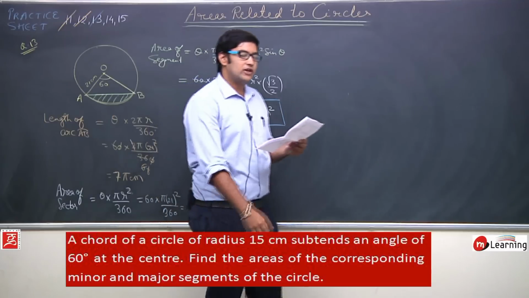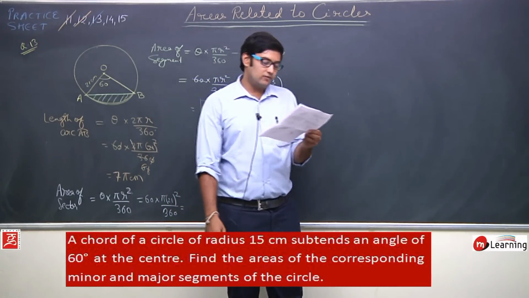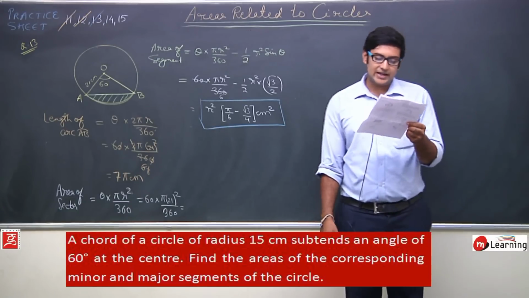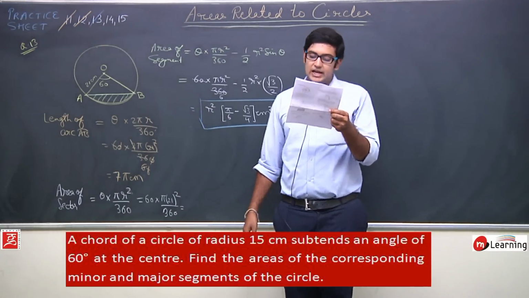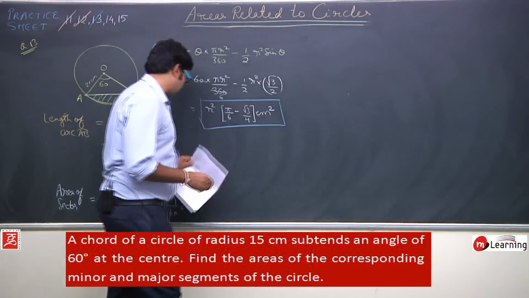Now let us solve 14th one. Question number 14 says, a chord of a circle of radius 15 centimeters subtends an angle of 60 degree at the center. Find the areas of corresponding major and minor segments. Okay, so question number 14.